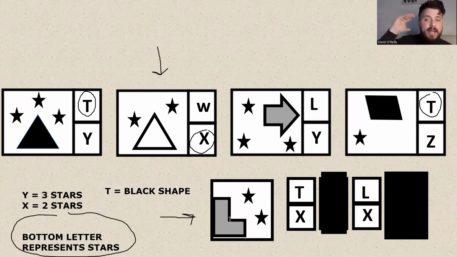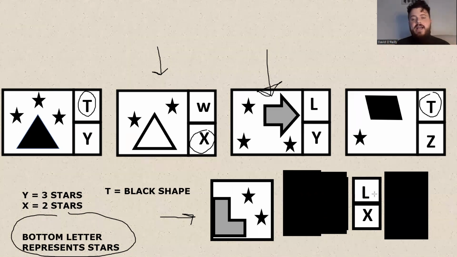We know the top letter represents the color of the shape. So let's look for a grey shape, which is right here. This shape is grey. The top letter is L. So we know that this object here must have an L at the top. So we can get rid of this one. We are left with LX. The answer is LX.